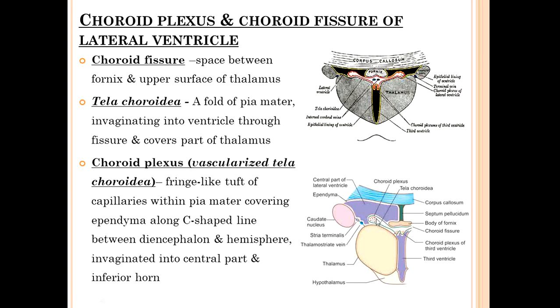Okay, you are seeing this red color. These are the capillaries. So capillaries plus the tela choroidea combinedly are known as choroid plexus. So here is the choroid plexus of the lateral ventricle. This is a lateral ventricle, this is a lateral ventricle, and here is the third ventricle. You can see the left side lateral ventricle which is continuing here with the third ventricle. So again you see this: what is choroid fissure, what is tela choroidea, what is choroid plexus.